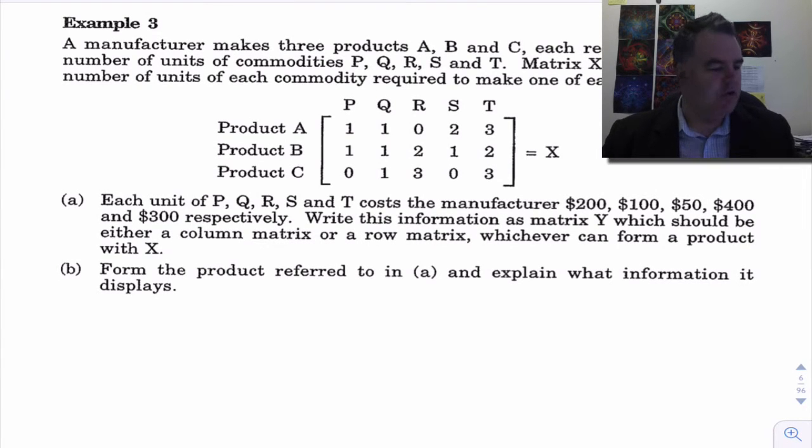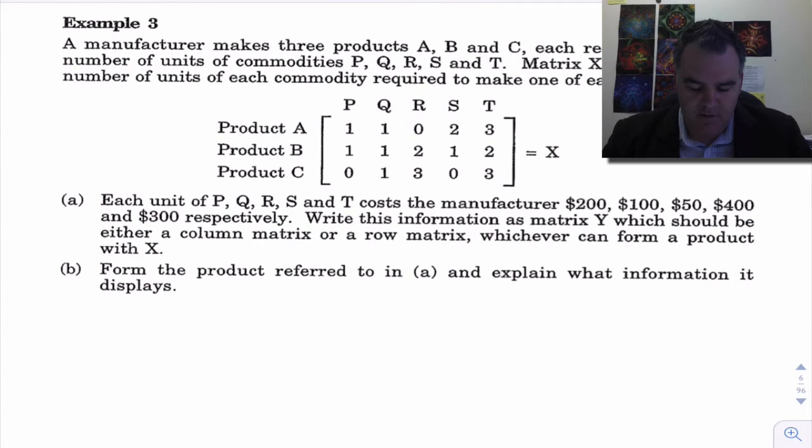This, of course, can be used in context. And this is where matrices become really, really helpful when we see them in context like this. So this manufacturer here has got 3 products, A, B, and C, each requiring a certain number of units of commodities P, Q, R, S, and T. Matrix X below shows the number of units of each commodity required to make one of each product. So to make product A, cereal, whatever it is, we need 1 of P, 1 of Q, 2 of S, and 3 of T.